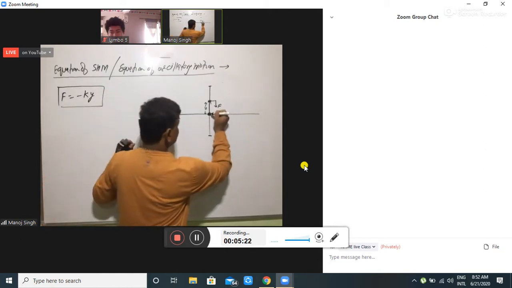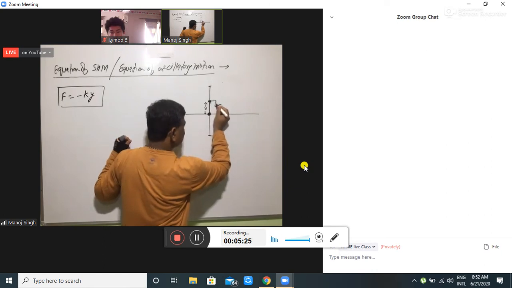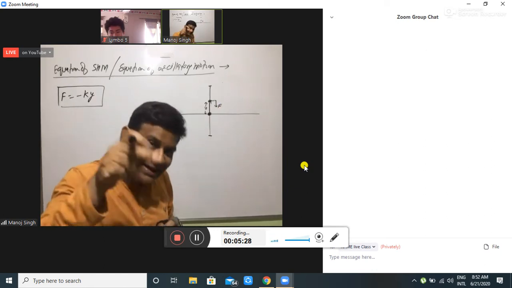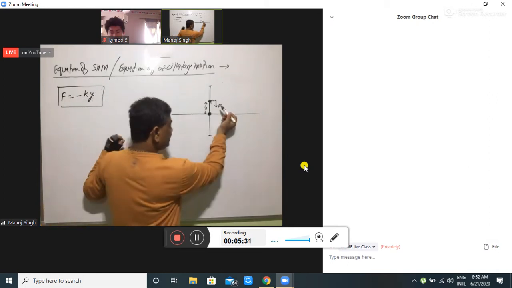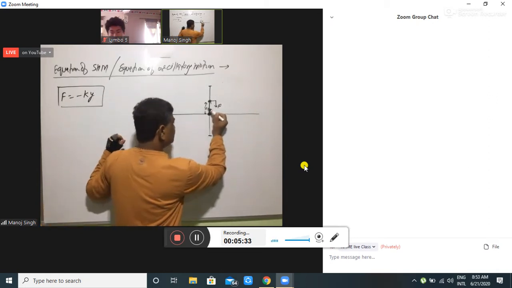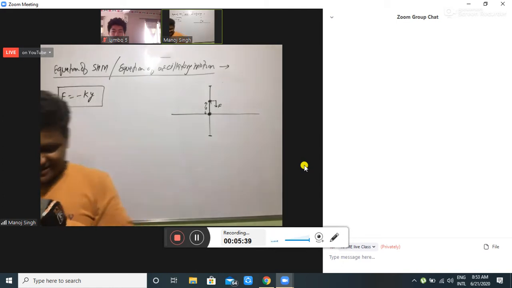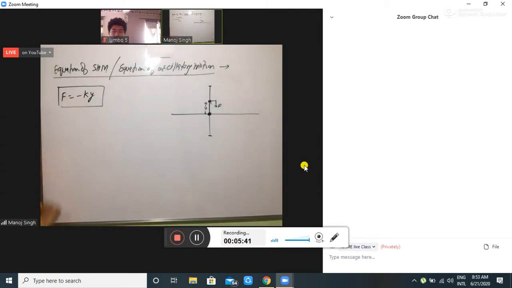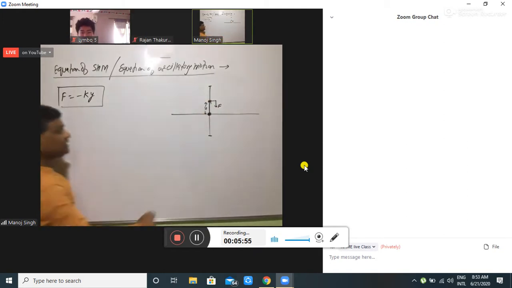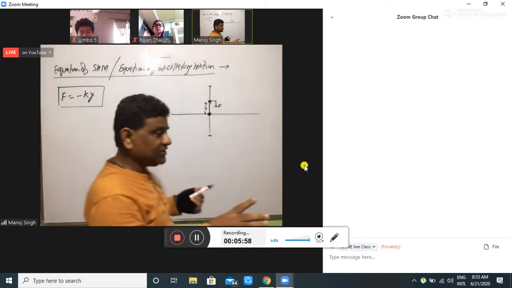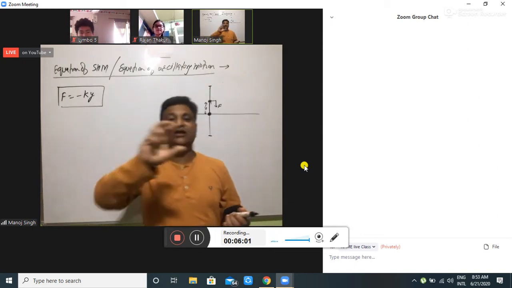So the particle is displaced in the Y direction, and the force is towards the mean position. The force is always directed towards the mean position. So displacement and force are both in opposite directions. So this equation is clear now: F is equal to minus K times Y. F is the restoring force, K is the SHM constant, Y is the displacement of the particle of medium from the mean position. The negative sign represents that force and displacement are both in opposite directions.